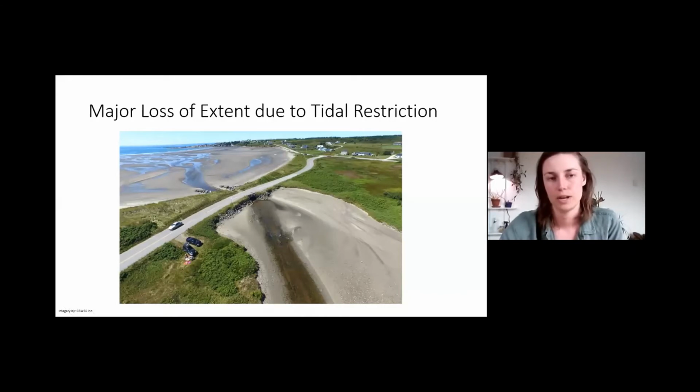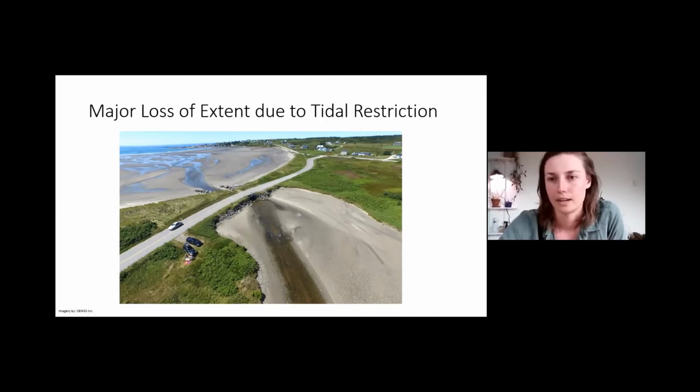And so any sort of restrictions to that tidal hydrology can result in a pretty major loss or degradation of these types of ecosystems, and this is just kind of an example of a tidal restriction. You can see this is a bridge. It's obviously way too small for this crossing, where this marsh back here should be flooded, more flooded than it is.